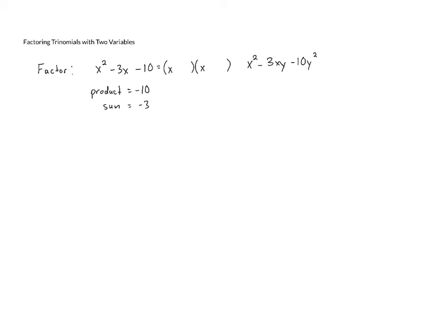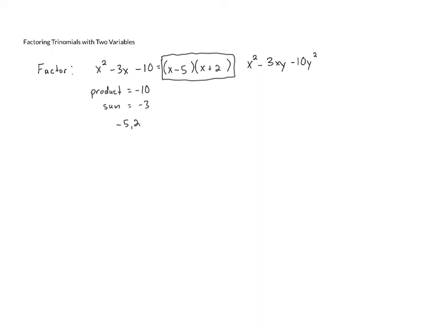And those numbers end up being negative 5 and 2. They do multiply to negative 10 and add up to negative 3. So the factorization is going to be x minus 5 and x plus 2. Hopefully that wasn't very difficult. We've seen several examples like that.